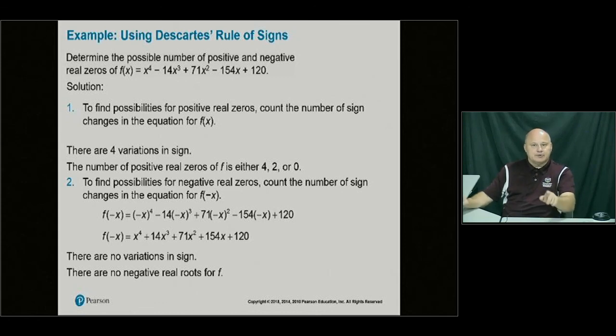You have 3 possible solution types, if you will. Let's call them solution types. You could have 4 positive reals, no negative reals, and no complex. That's one solution type. You can have 2 positive reals, no negative reals, and 2 complex, and that's another type. Or you could have no positive reals, no negative reals, and 4 complex. That's the third solution type. So there's 3 possibilities.